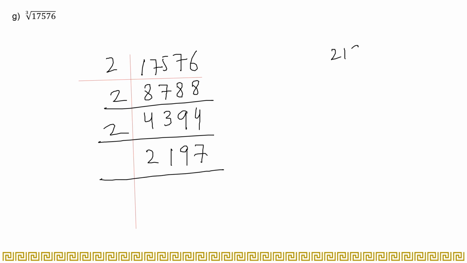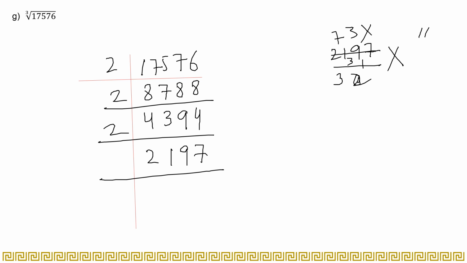Now 2197 is not divisible by 2. We will try it with 3. 3 7s are 21, 3 3s are 9, but 7 is not divisible by 3. We can try it with 7. 7 3s are 21, 7 1s are 7, and 27 is not divisible by 7. So 7 also doesn't divide this number. We will try it with 11. 11 also doesn't divide this number.